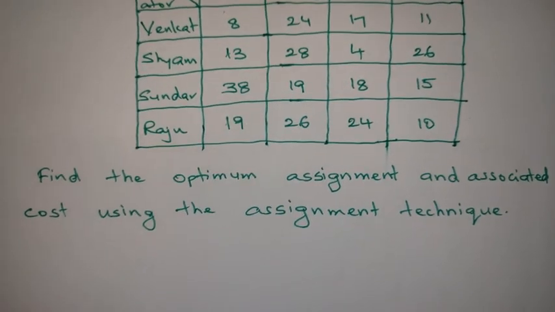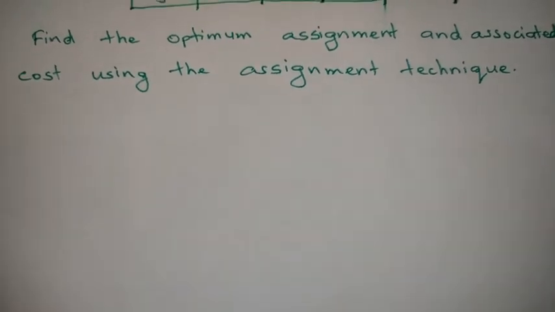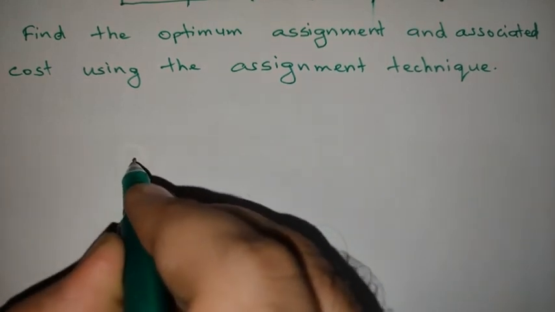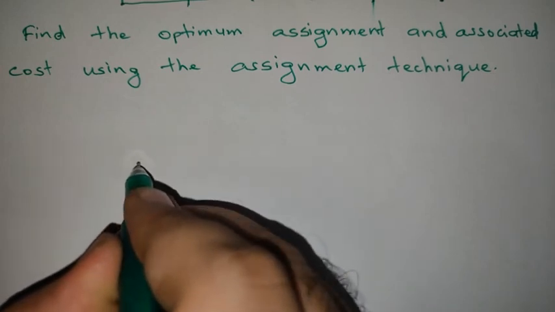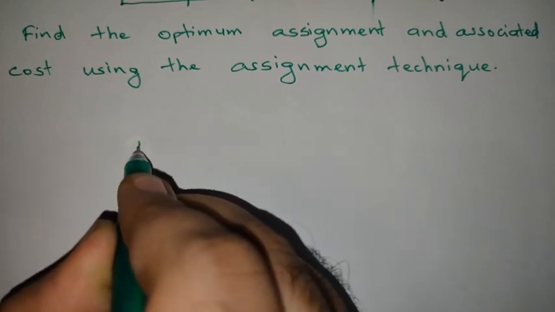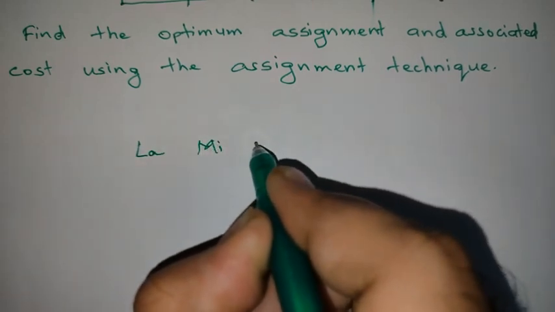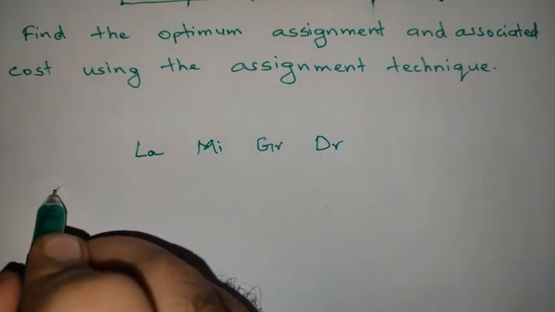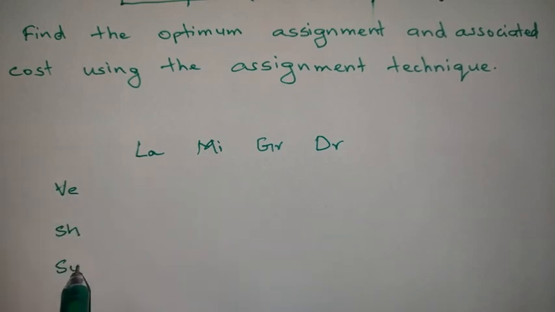First of all, I am writing the cost matrix that was given in the problem. I am using short letters for the machines and the persons. LA for lathe machine, MI for milling, grinding, drilling. Similarly, Venkat, Shyam, Sundar and Raju.